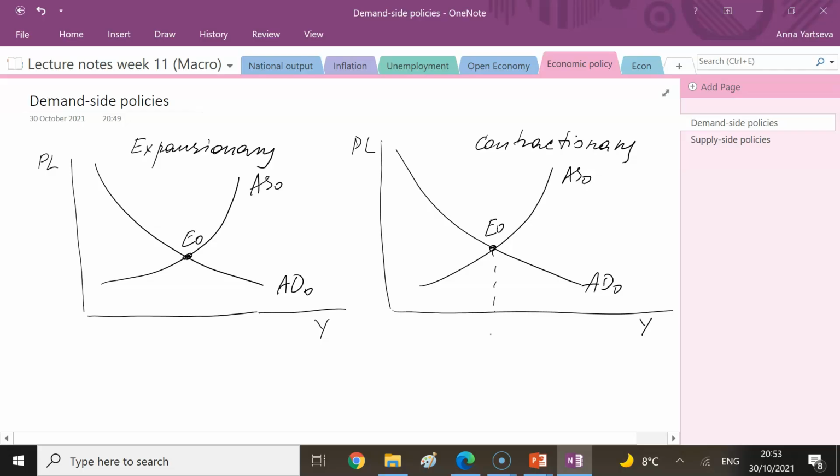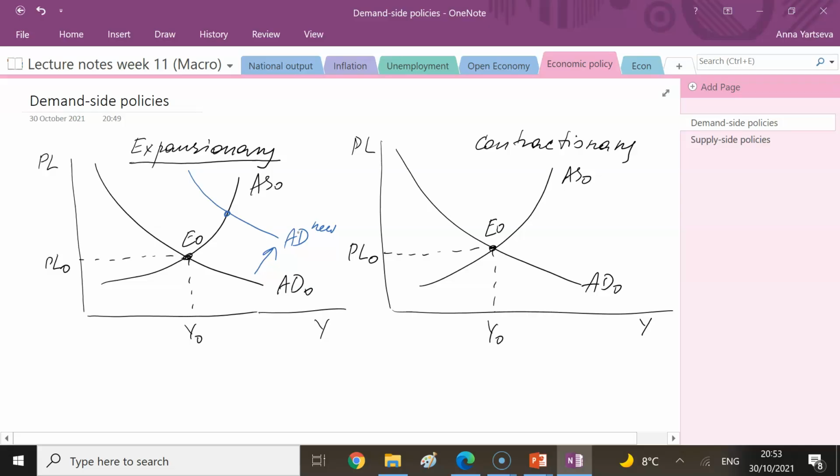This means that originally we produce a certain level of national output and we have a certain price level in the economy. Then we decide that our economy is not growing quickly enough. We want to stimulate the economy, expand the national output, and encourage higher growth. In order to do this, we need to shift the aggregate demand curve upwards. The new aggregate demand curve is higher. I will explain how exactly we can shift it and why it happens, but this is the general idea.